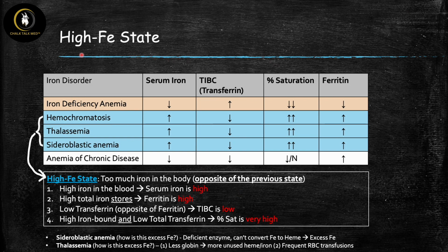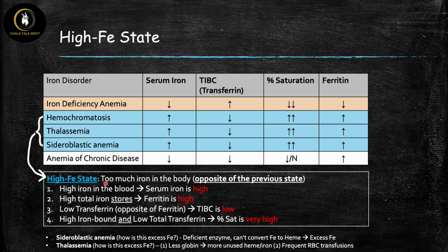All right, now we're going to completely flip it. We're going to go from the low iron state to the high Fe, or the high iron state. And this one is actually going to cover the next 3 disorders that are in our table. These are all shaded blue right here: hemochromatosis, thalassemia, and sideroblastic anemia. So all of these are high iron states.